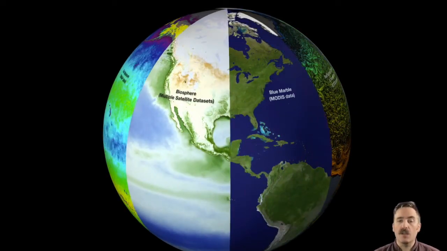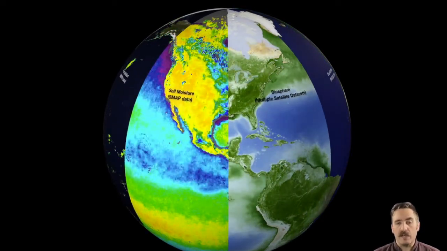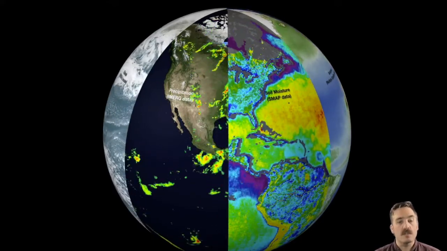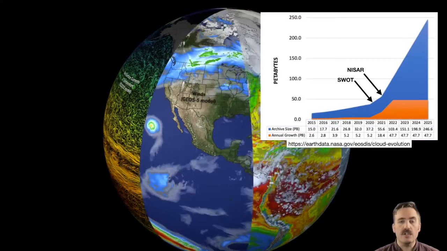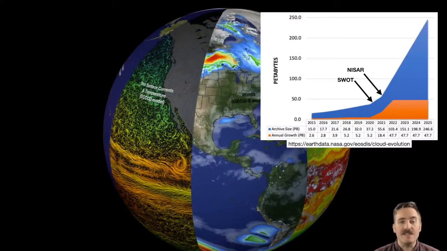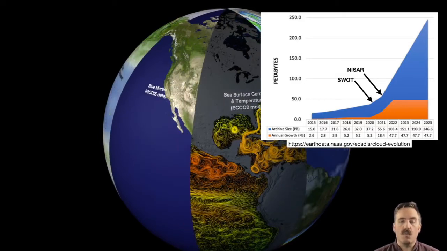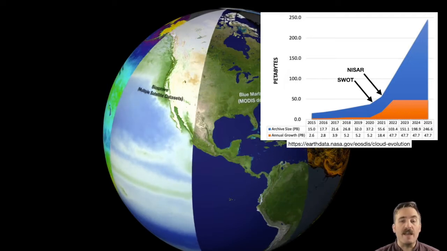Here's a wonderful animation from NASA that shows the beauty and complexity of the Earth system. We're looking at a lot of different fields observed by satellite and simulated by computer that show the interplay of different parts of the Earth system. And of course, the ocean is a key one of these. So the graph I'm showing here shows the expected growth of NASA's satellite data archives over the coming decade. And what we see is that they're measuring the data volume in hundreds of petabytes.